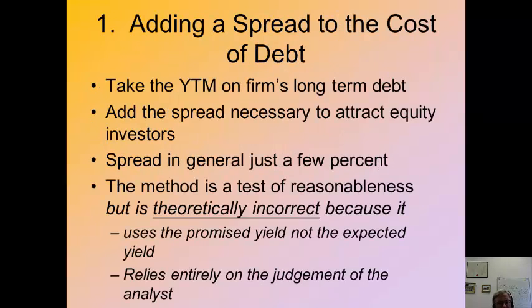First of all, the simplest one, which is simply adding a spread to the cost of debt. One takes the yield to maturity on the firm's debt and just adds a spread that's necessary to attract equity investors. Typically that spread is just a few percentage points. I want to just add a caveat here. Even though adding a spread to the cost of debt is a popular way of calculating roughly the cost of equity, it's theoretically incorrect because it relies on the judgment of the analyst.